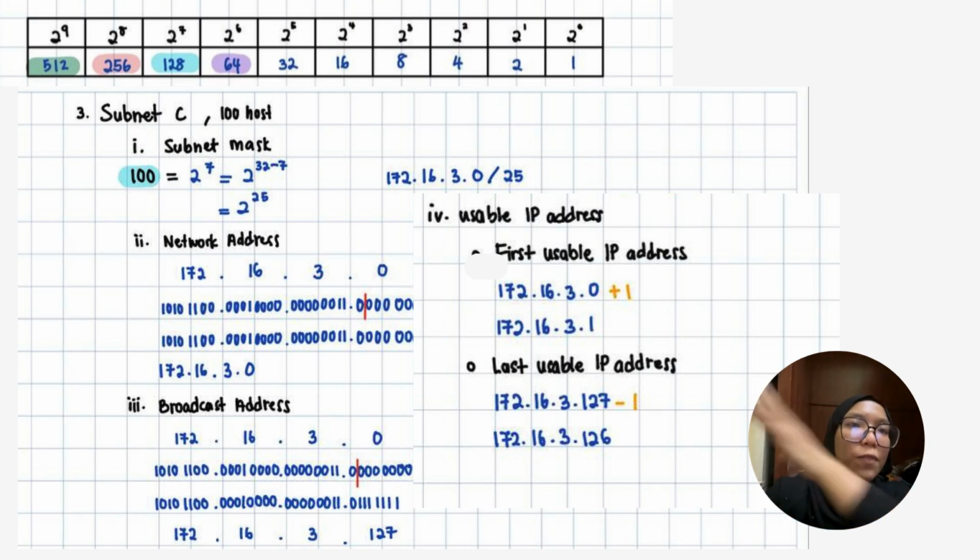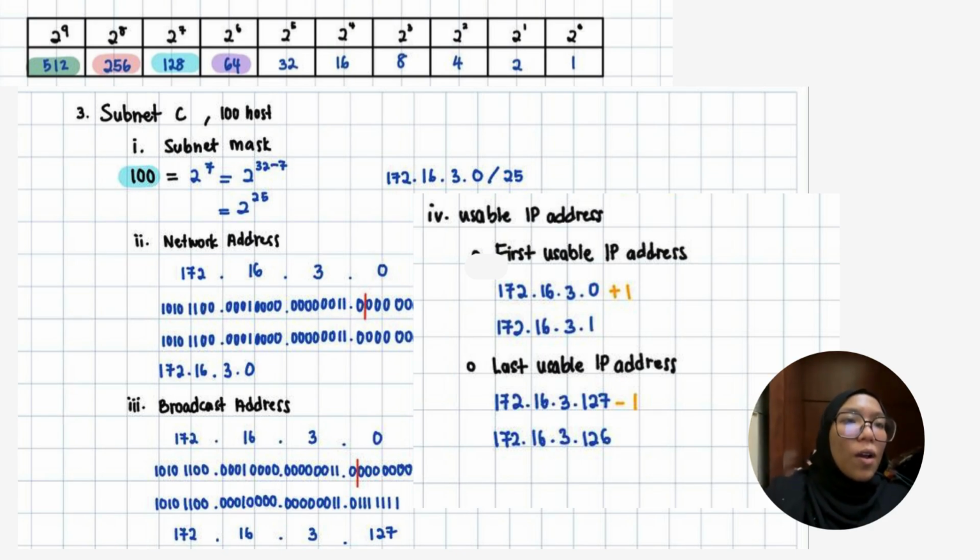Okay, so the previous one, subnet B, used the range of IP addresses from 172.16.2.0 until 172.16.2.255. So now here we start with 172.16.3.0 slash 25. Next, the network address. Like before, we convert from decimal to binary. It's just the same, only the difference is the 3.